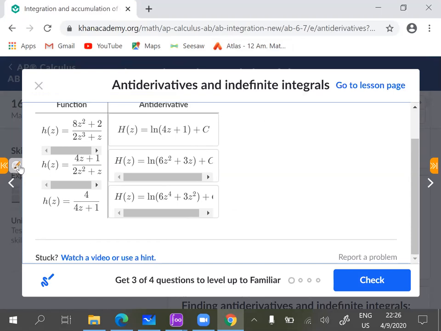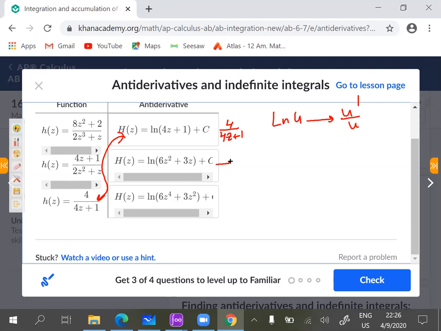What's the derivative of ln? Ln u, what's the derivative? u prime over u. So we have a different way to check the answer. If you are good in integration, take the derivative here. What's the derivative here? Derivative of the inside over itself. So this is related to here. What's the derivative here? 12z plus 3 over itself, over itself, 6z squared plus 3z.